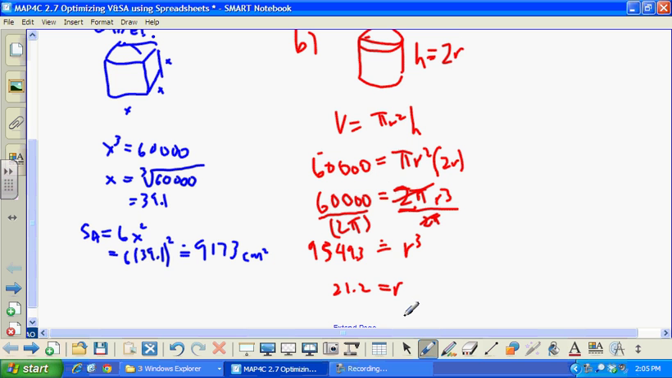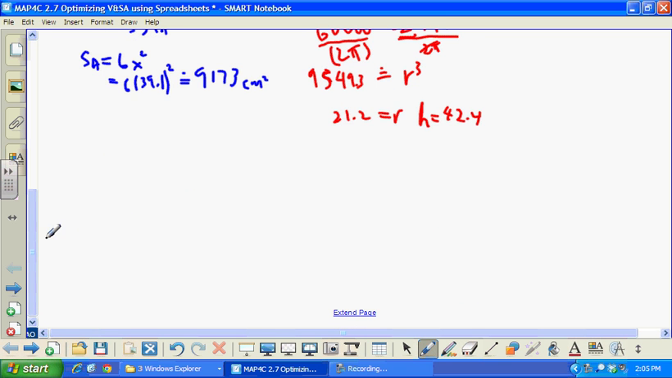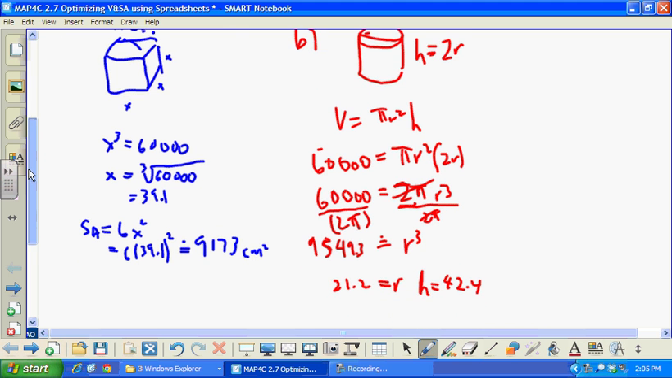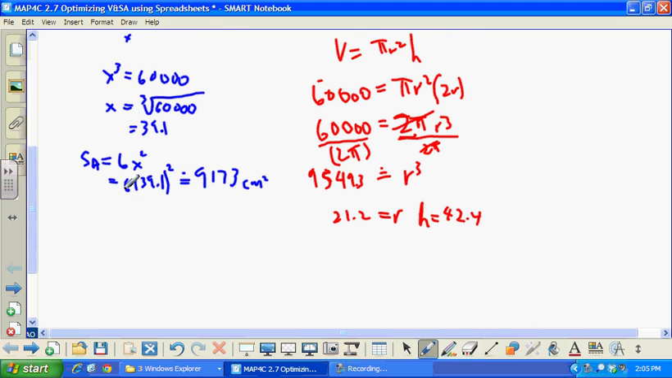Then the height is twice that, 42.4. And then I can find the surface area. I'm kind of interested, out of a cylinder or a cube, which is the best? Well, we're going to find out soon. And then straight off my formula sheet is where this is coming from.